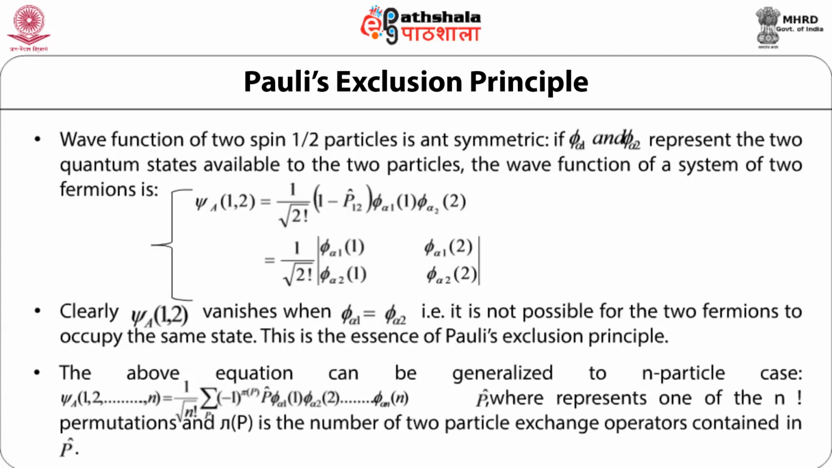The above equation, written for two spin half particles or two fermions, can be generalized to the n particle case and can be represented mathematically as psi subscript A particle 1, 2, so on, n is equal to 1 upon under root n factorial whole times summation over p minus 1 to the power pi p times permutation operator p acting on the states phi subscript alpha 1 1, phi subscript alpha 2 2, and so on, and phi subscript alpha n n, where p represents one of the n factorial permutations and pi p is the number of the two particle exchange operators contained in the permutation operator p.